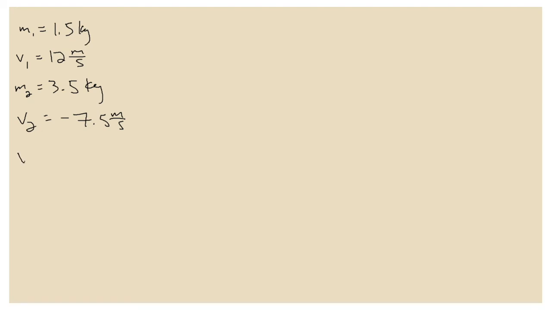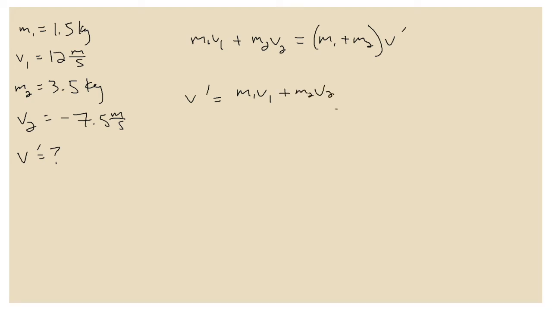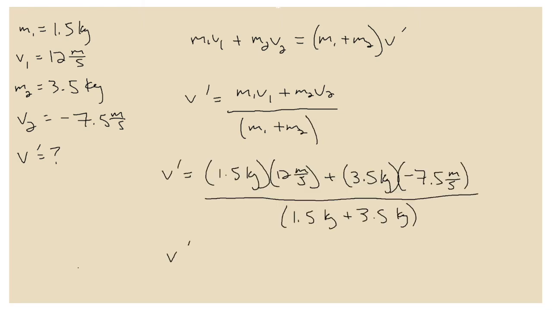And we're looking here for V prime. And so same setup as the last one. Not all that difficult. The key thing to realize here is that the sign matters. We have M1V1 plus M2V2 equals the sum of the masses times V prime. And so that means V prime is going to be M1V1 plus M2V2 over the sum of the masses. And when you plug in your numbers here, your substitution should look a little something like this.